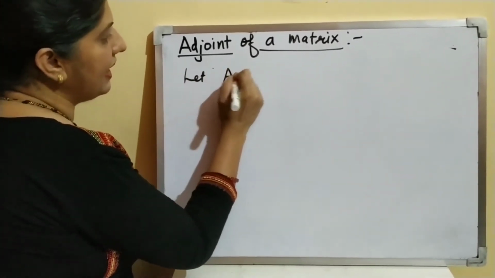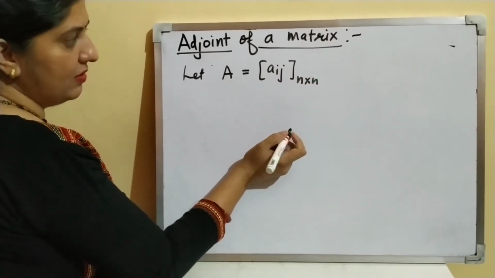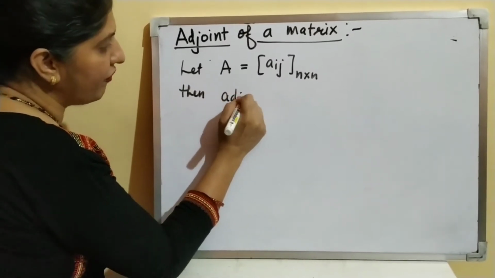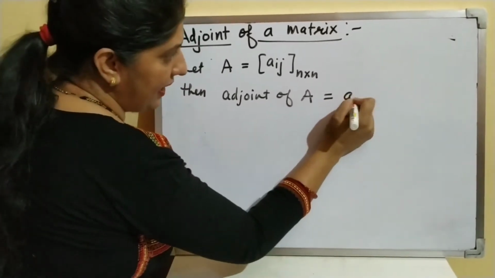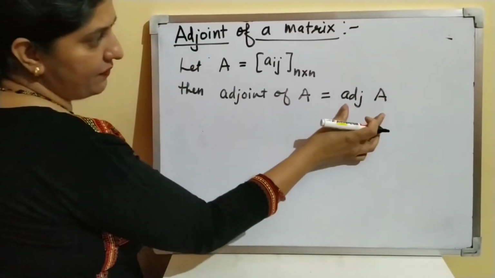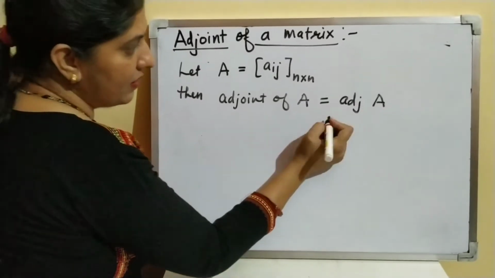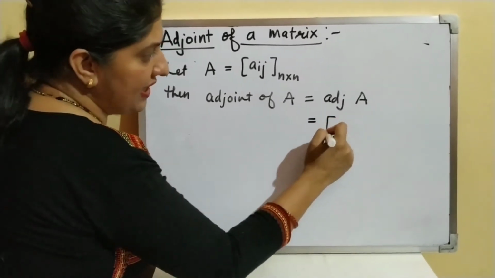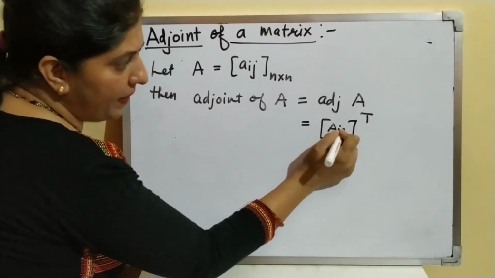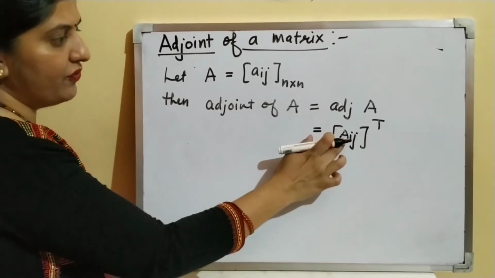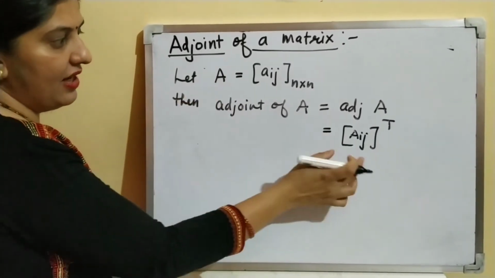Let A be any square matrix of order n, then adjoint of A, which can be written as adj A. In this way we can write adjoint of matrix A in short form, is the transpose of a matrix formed by cofactors of the elements of matrix A, and we get adjoint of A.